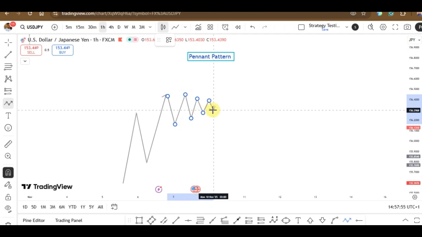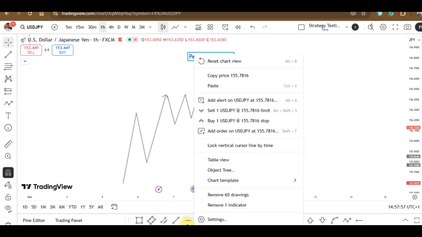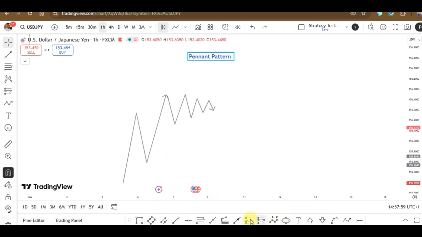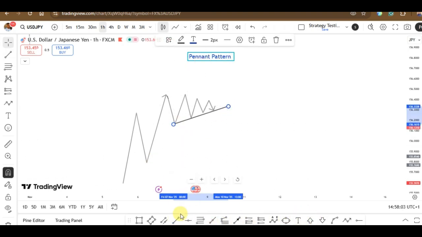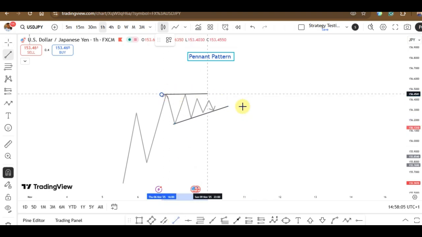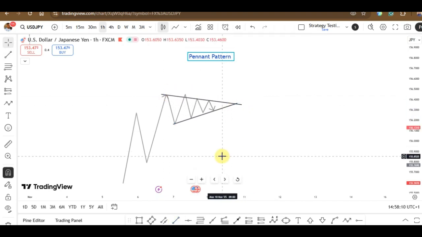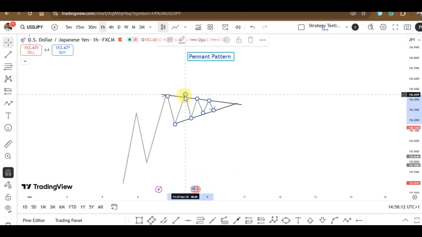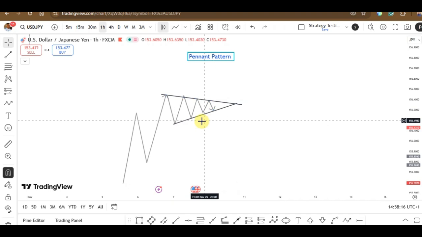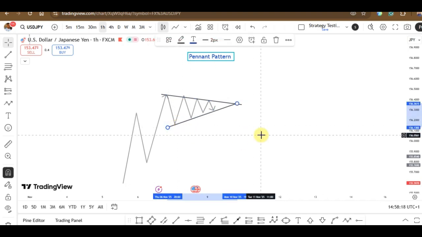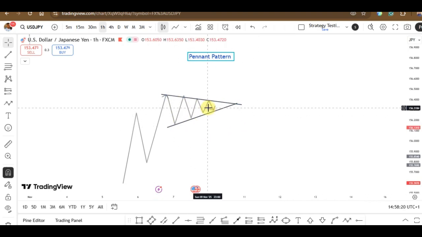If you can understand what I'm doing here, you just take your trend line, connect this one to this, and also connect this one to this. This is the pennant pattern. Some might say it looks like a symmetrical triangle, but no, this is not a symmetrical triangle. This is actually a pennant pattern playing inside of here.